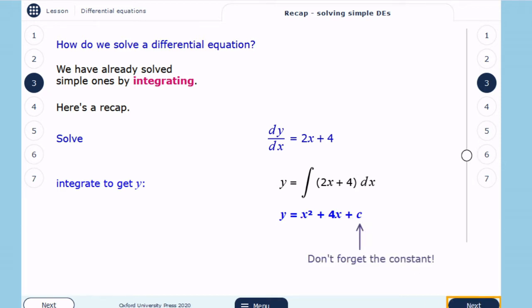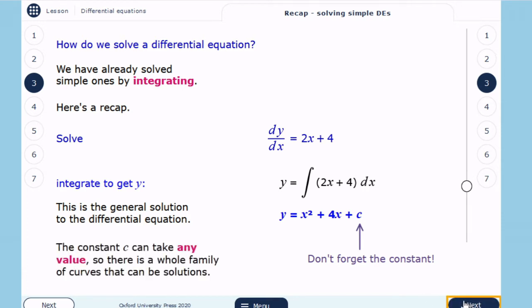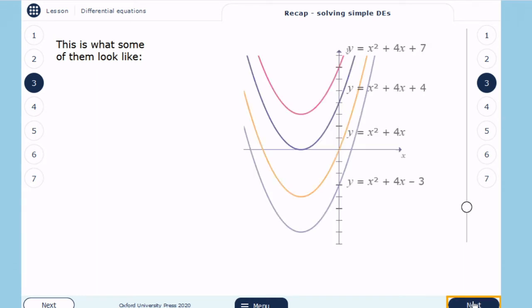Don't forget the constant, it's very important in the differential equation. This is the general solution to the differential equation. The constant c can take any value. So there is a whole family of curves that can be solutions. So when the c changes, then I have a different solution. Let's see that. You see, one solution, y equals x squared plus 4x minus 3, plus 0 here, plus 4, plus 7, and I have different solutions.